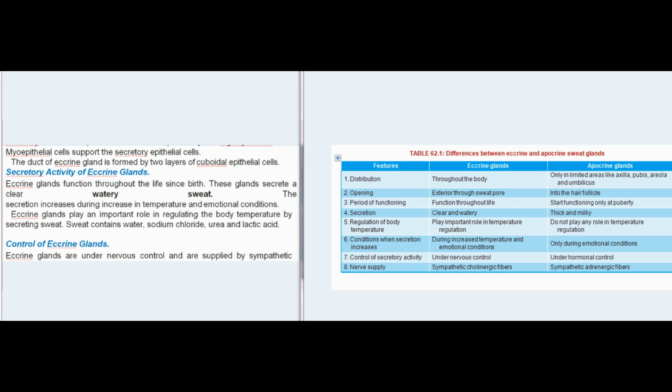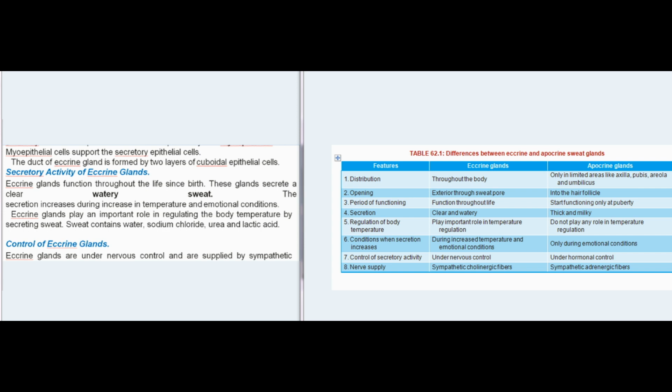Secretory activity of eccrine glands. Eccrine glands function throughout the life since birth. These glands secrete a clear watery sweat. The secretion increases during increase in temperature and emotional conditions. Eccrine glands play an important role in regulating the body temperature by secreting sweat. Sweat contains water, sodium chloride, urea, and lactic acid.